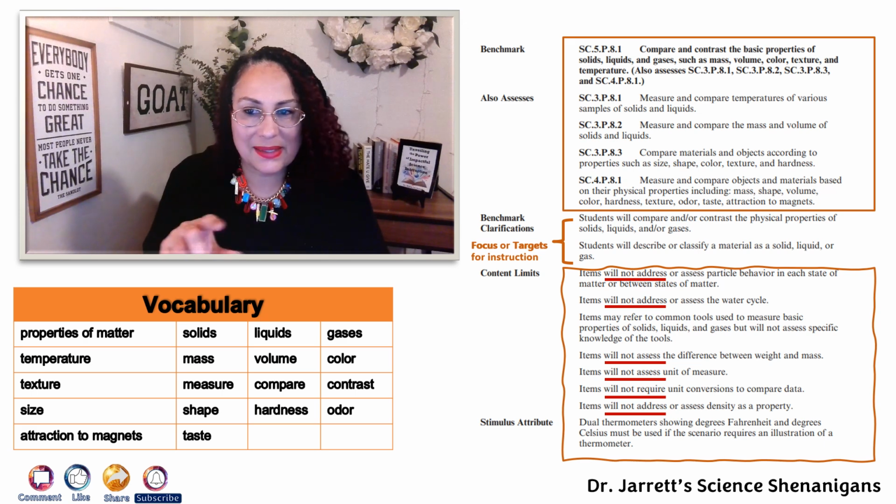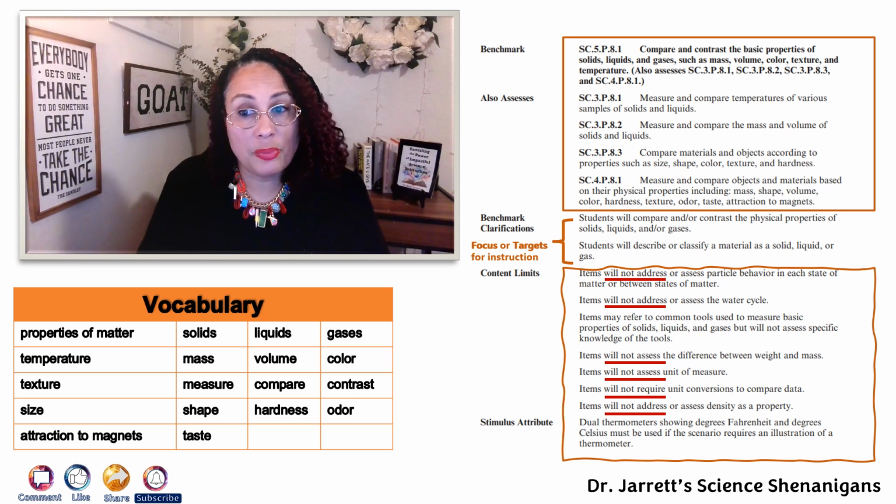They will not be assessed on the particle behavior. So you should really focus on what that looks like when we're talking about mass, when we're talking about volume, when we're talking about texture. Though that would be absolutely perfect for you to talk about.